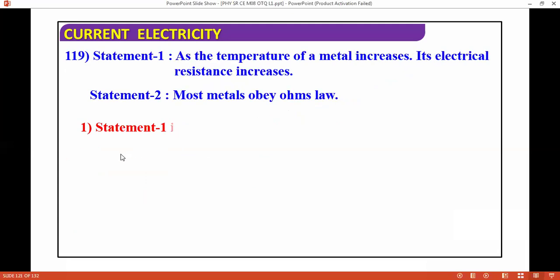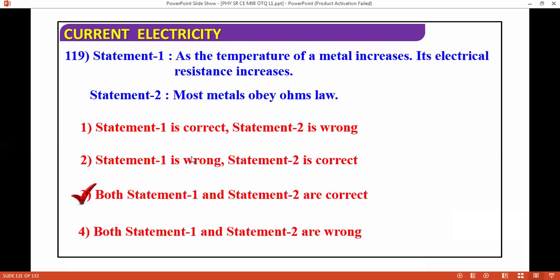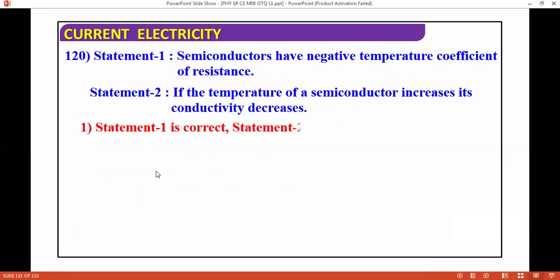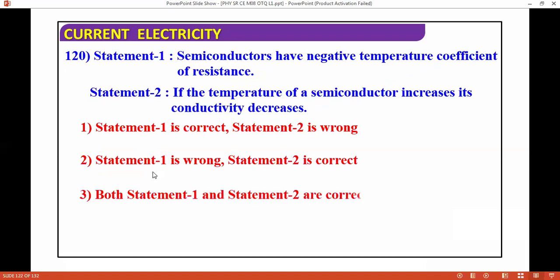As the temperature of a metal increases, the electrical resistance increases. Most metals obey Ohm's law. Both are correct. Semiconductors have negative temperature coefficient of resistance. If the temperature of a semiconductor increases, its conductivity decreases.